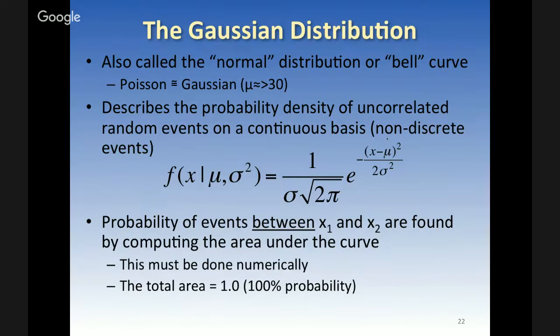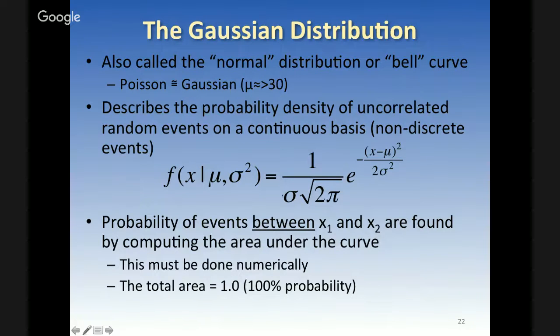It becomes very close to the Gaussian distribution when the average is greater than around 30 samples or so. Plus or minus some, but it's somewhere around 30. You can kind of wave your hands at that. It describes the probability density function of uncorrelated random events on a continuous basis. So these are no longer discrete events. You could have half an event happening or half of something happening. And basically, the relationship for the Gaussian distribution looks like this.